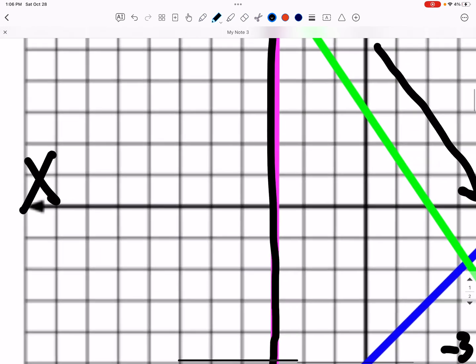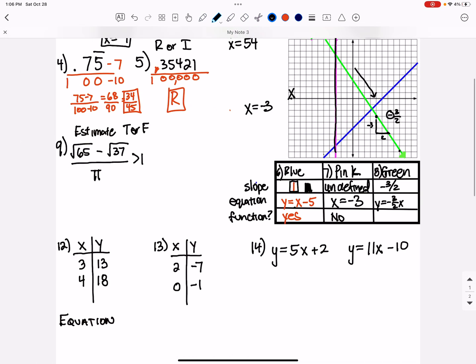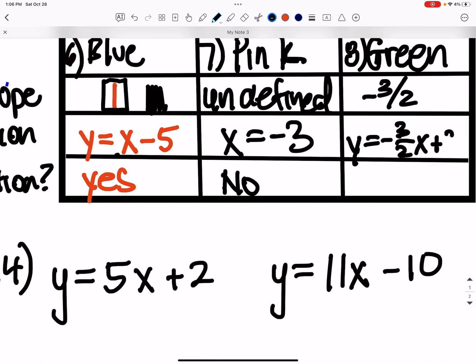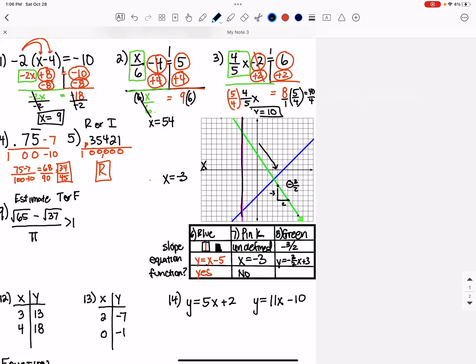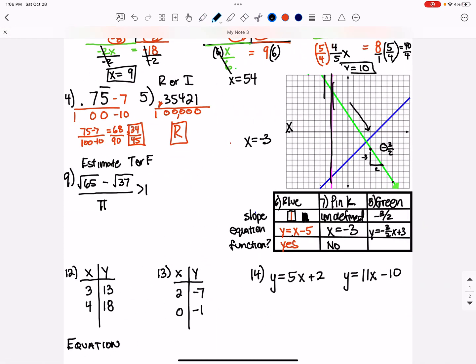And where does it start? It starts up at +3. So +3. Is it a function? Yeah, if I do the normal function test, yes, it's a function.